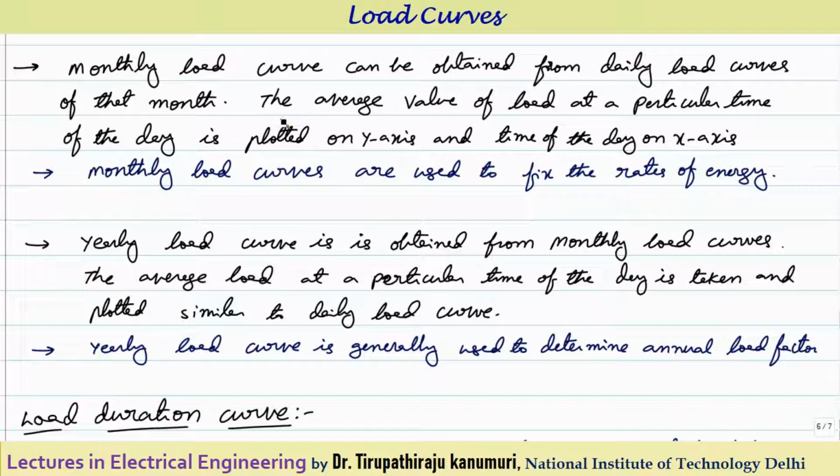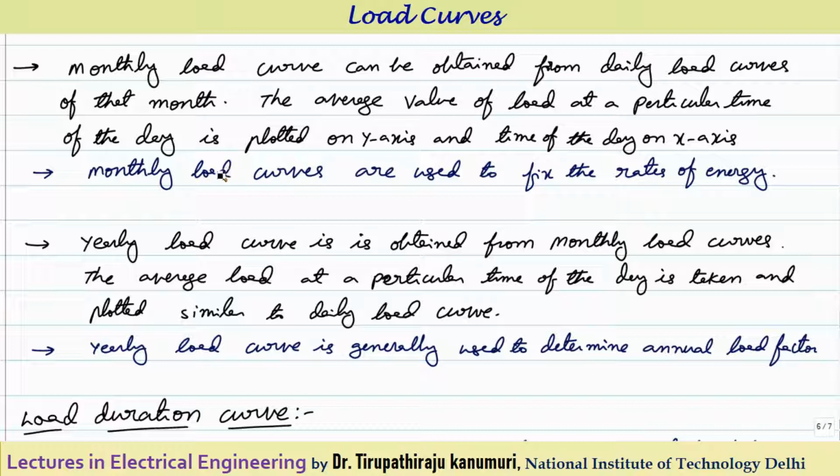So we will take the average value of the load at a particular time of the day. Let us assume there are 30 days, and take 6 o'clock. Every day at 6 o'clock, whatever the load is, make the sum of all the loads divided by 30. That gives the average load for that particular time of the day. That represents the monthly load curve.